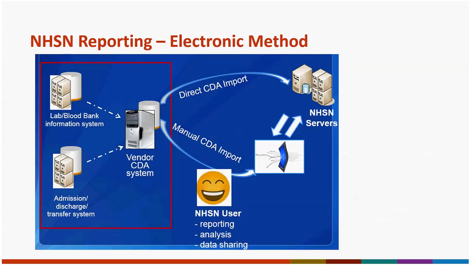Just a quick view of what NHSN reported via the electronic method. You can see that the data is collected from laboratory, blood bank, information systems, and also ADT systems, and actually there's more than this, pharmacy systems and so on. The information on your side goes to the vendor system, and the vendor does their thing, and then there's two modes of transport. The information to the NHSN is via direct CDA import, which actually uses a health information service provider. And we'll get to those slides if you want more information. We'll talk about how we can help you there.